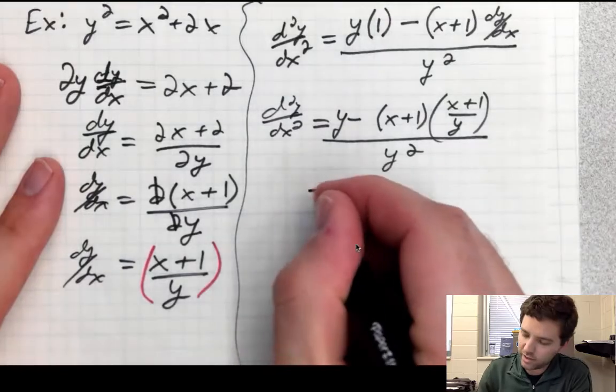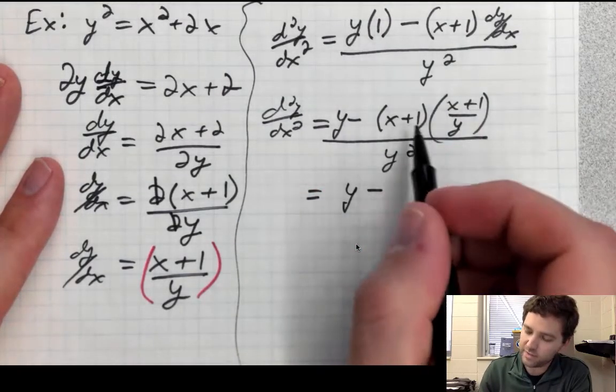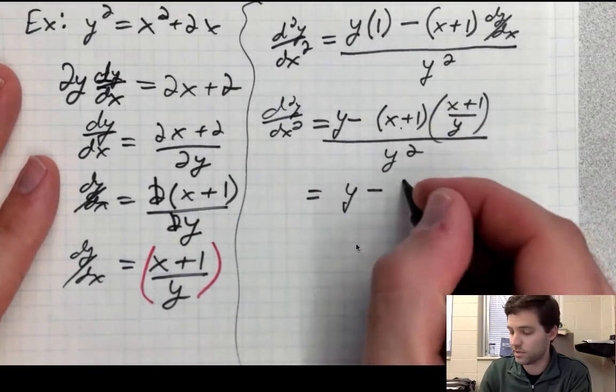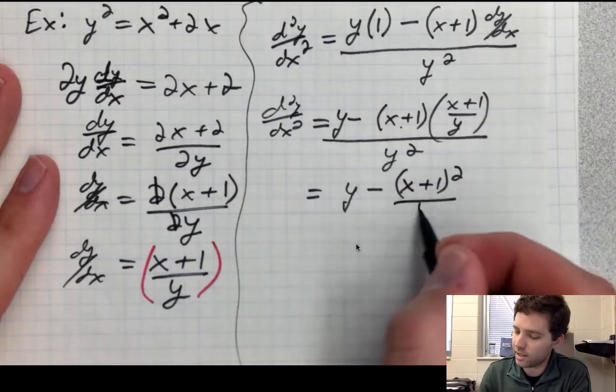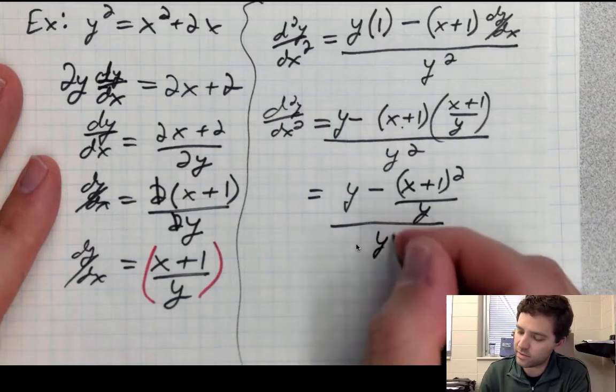Keep on going. We're going to clean this up. So we've got y minus, this will be (x + 1) times (x + 1). That's (x + 1) squared, all divided by y. That's all divided by y squared.